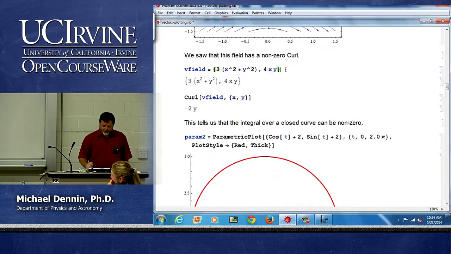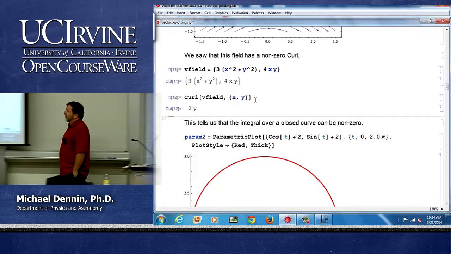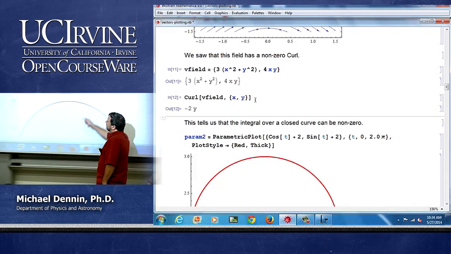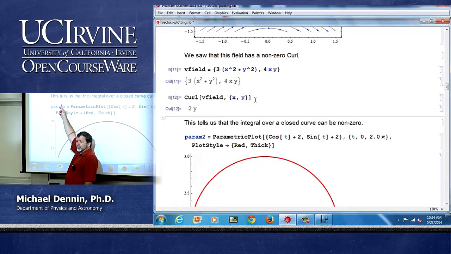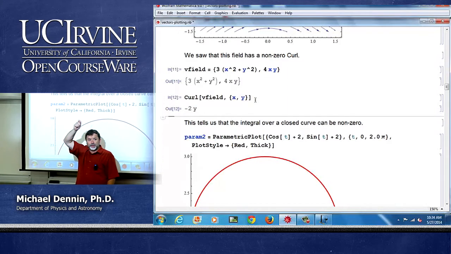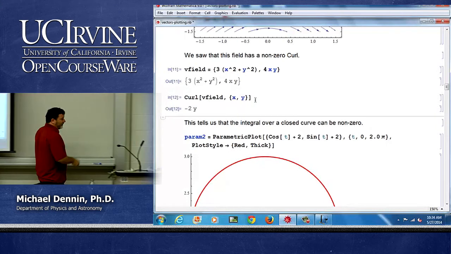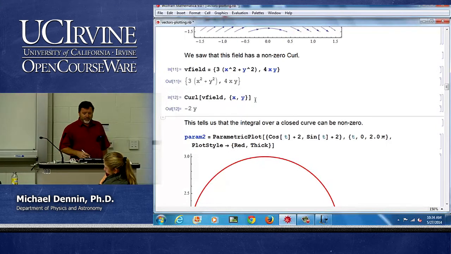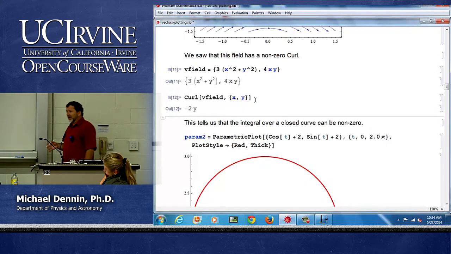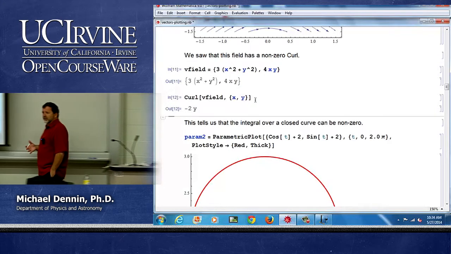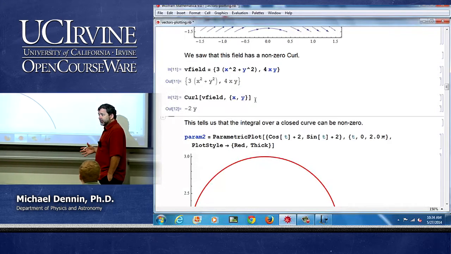Now, this vector field, if you remember we went through this in class, does not have a zero curl. Its curl is minus 2y. So in principle, the integral around a closed curve is not always 0. Now, the particular one centered on 0 has an accidental symmetry, we call it. It does turn out to be 0.